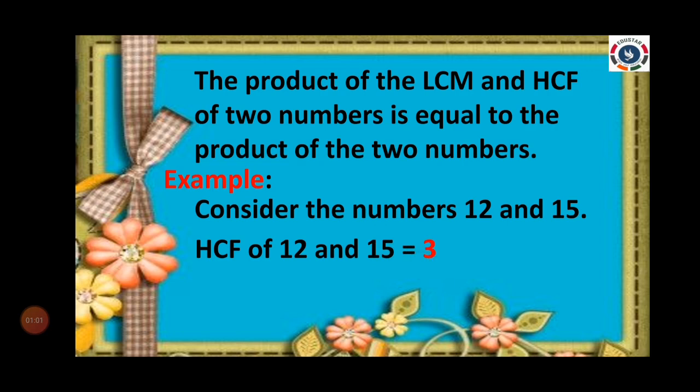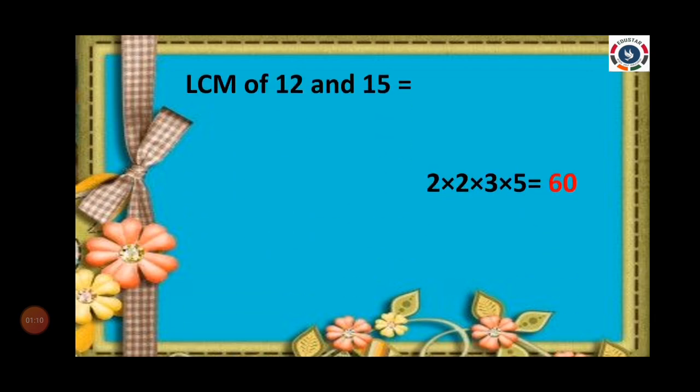Okay. The next one, the LCM, we are going to find using 12 and 15. So the LCM of 12 and 15 is equal to 2 into 2 into 3 into 5, and you get 60. Use the common division method or short division method to find the LCM. You get the value 60. So 2 into 2 into 3 into 5 is equal to 60.